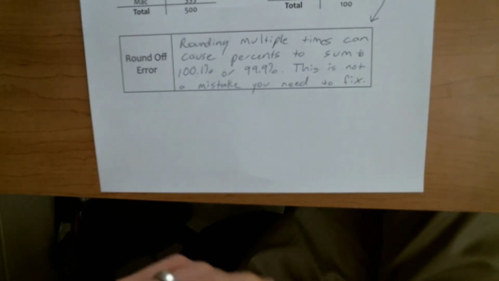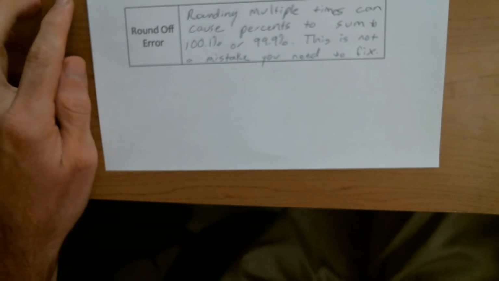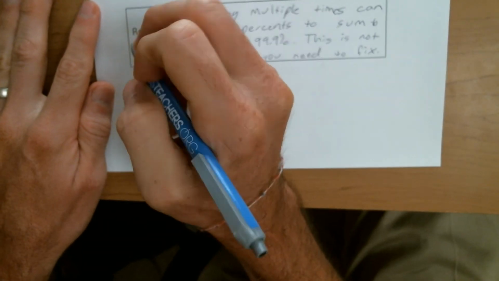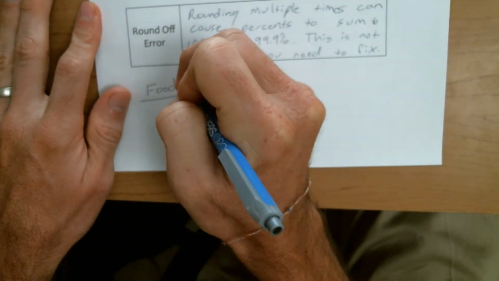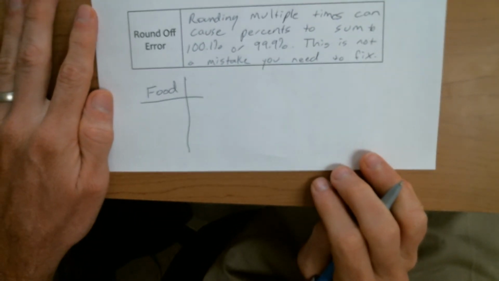A very simple example: let's pretend you've got somebody's favorite type of food, and they list a good type of food.